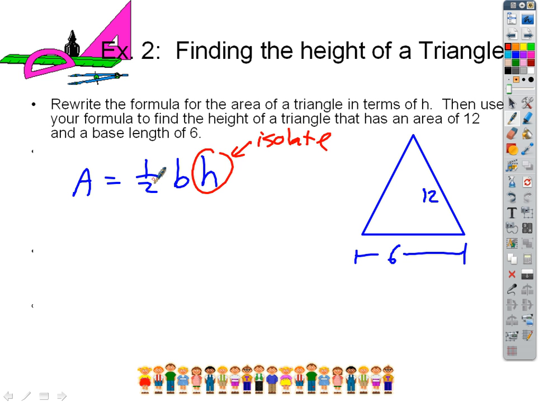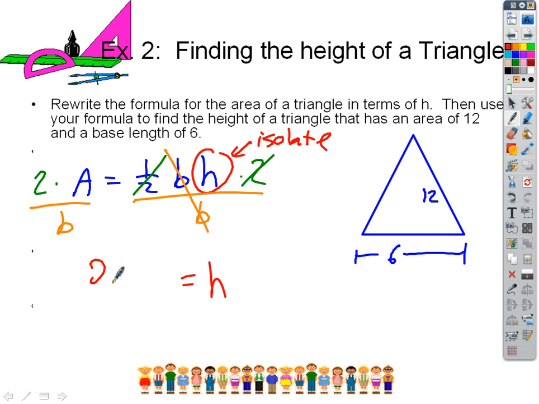How do I undo multiplying the right side by 1/2? I could divide by 1/2, or maybe even a little better, I could multiply by the reciprocal too. If we want to get rid of a fraction, the easiest thing to do is multiply both sides by the reciprocal. So that's good. The 1/2 and the 2 multiply to 1, so they cancel. What about the b? How do I undo multiplying by b? Divide. These go away. Good. So h is now by itself.